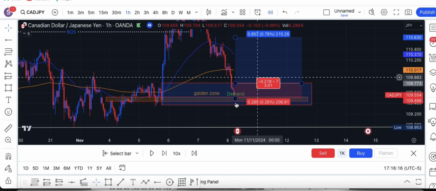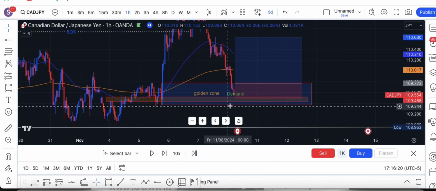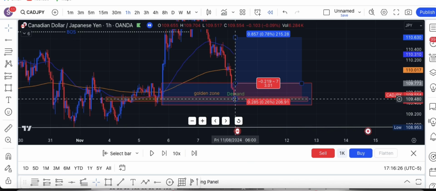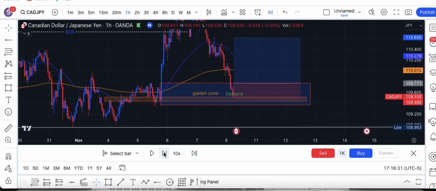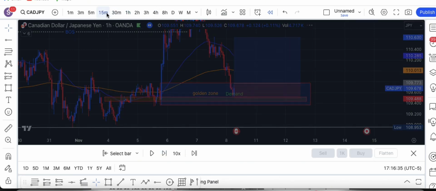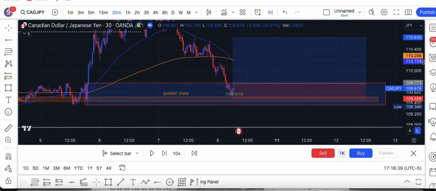The price came and tapped into my golden zone. At that time, I was not near my computer or my phone. As you can see, this was around 5, I think 5 in the evening or in the morning. I think I actually got in off a 15-minute engulfing, or was it a 30-minute? But let me check it out.